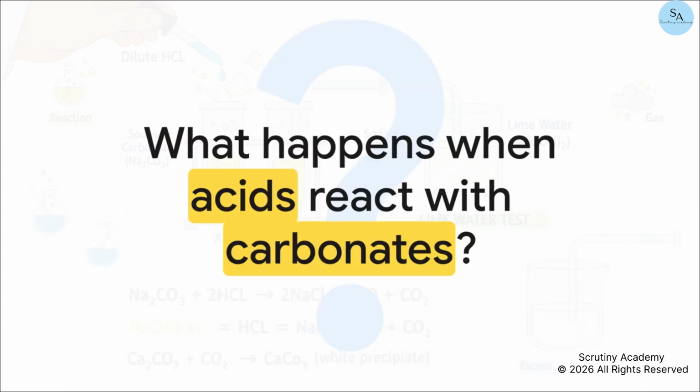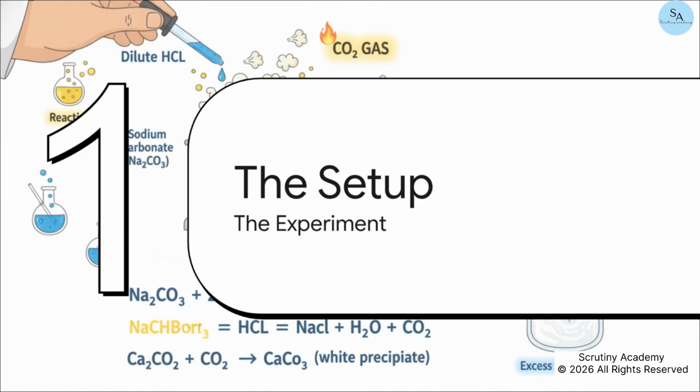So this is the main question for today. It's a reaction that you see quite often, and by the end of this, you will not only understand what happens, but you'll also understand why it happens and how to write it perfectly in your answer sheets. So how do we figure this out? Simple. In science, we do an experiment.